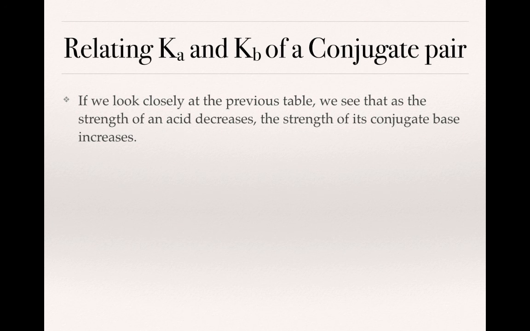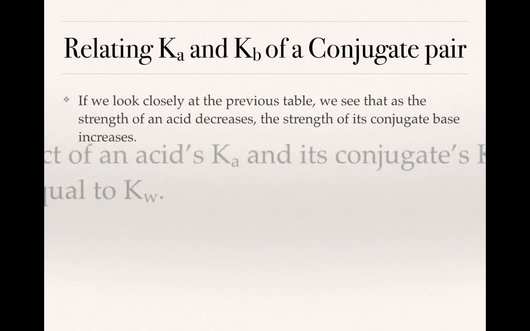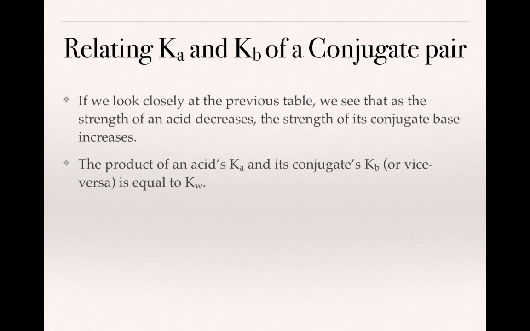Now, if we want to relate the Ka and the Kb of a conjugate pair, we see that as one goes up, the other goes down. And we can actually form a quantitative relationship between these two things. And what we see is that the product of an acid's Ka and its conjugate base's Kb is going to be equal to Kw, or vice versa. A base's Kb and its conjugate acid's Ka, that product is going to be equal to Kw, and it looks like this. So Ka times Kb of a conjugate pair is equal to Kw.